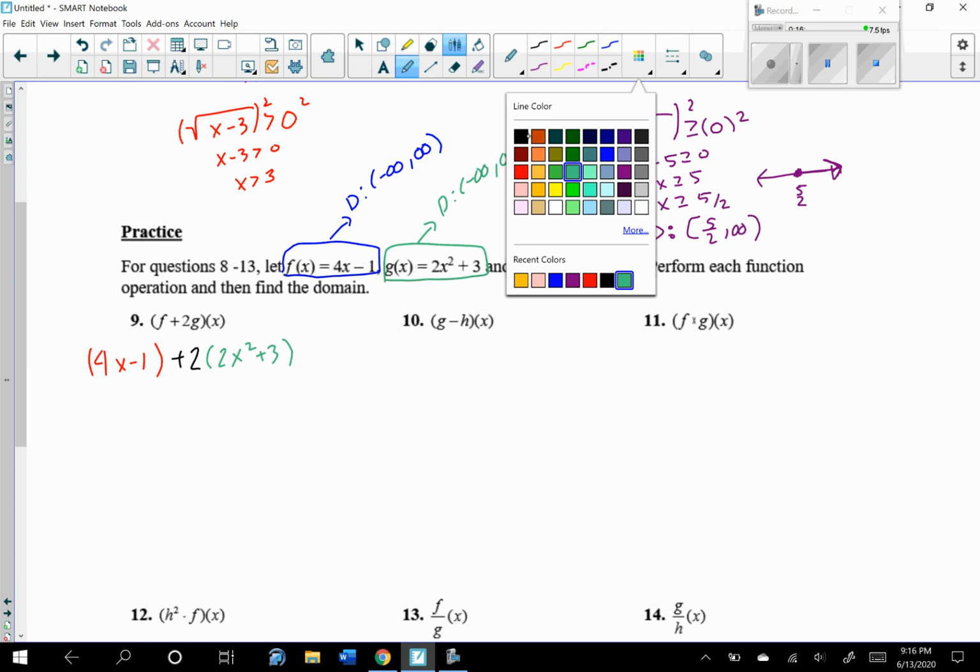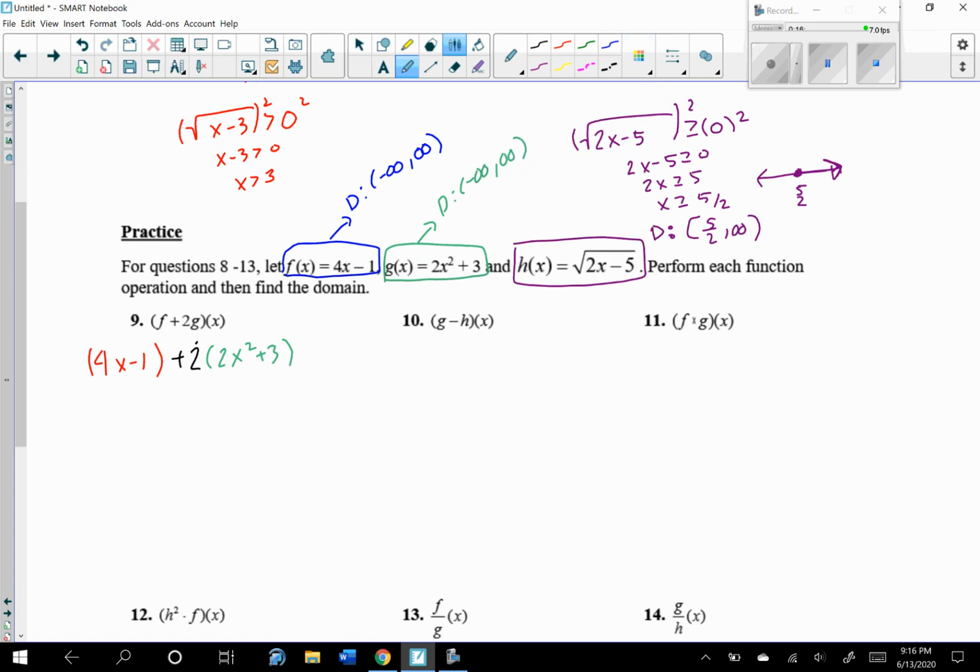So now we're going to go ahead and solve. In order to solve this, you want to distribute and then combine like terms. So 4x minus 1 plus 4x squared plus 6, and then combine your like terms. So 4x squared, and the 4x doesn't have a like term either, so plus 4x. The only like terms we have are the negative 1 and the 6, so plus 5. Since both these functions originally had domain all real numbers, and you look at your answer, whoops, I forgot the x there, we can see that the domain of this, because there are no red flags, is negative infinity to infinity.